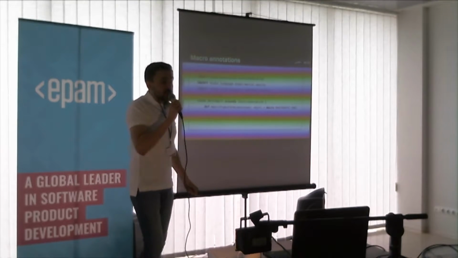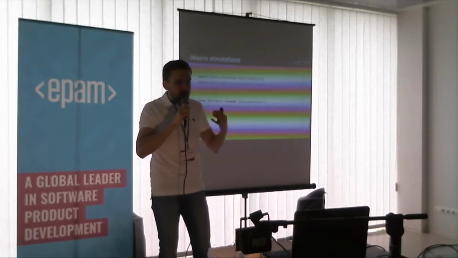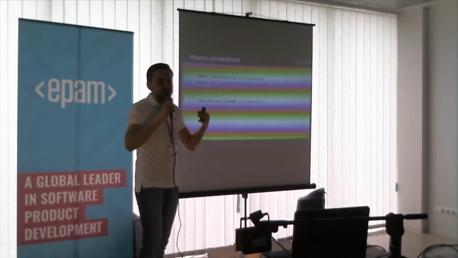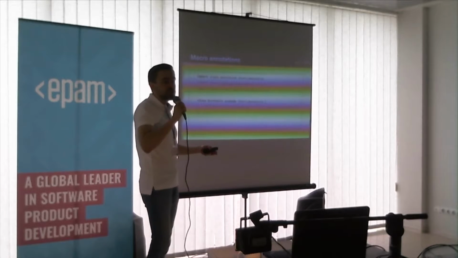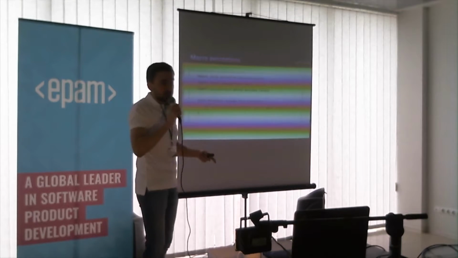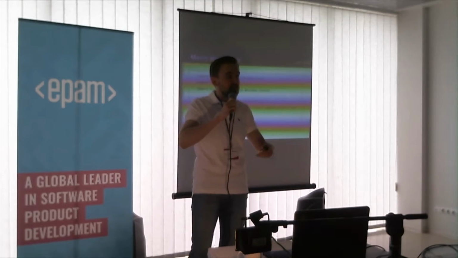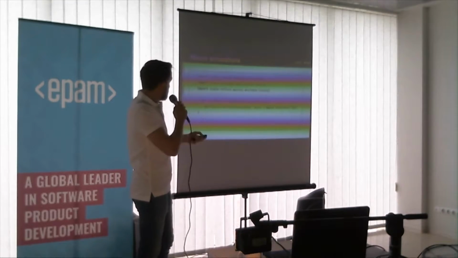So this is the definition of our macro. What is important: class benchmark is extending StaticAnnotation, right? Which specifies what the implementation of the macro annotation should look like. The method macroTransform takes parameters which are called annotees. So these are the elements we are annotating, for example methods, classes, values, whatever. And next we've got the macro keyword and the following implementation.